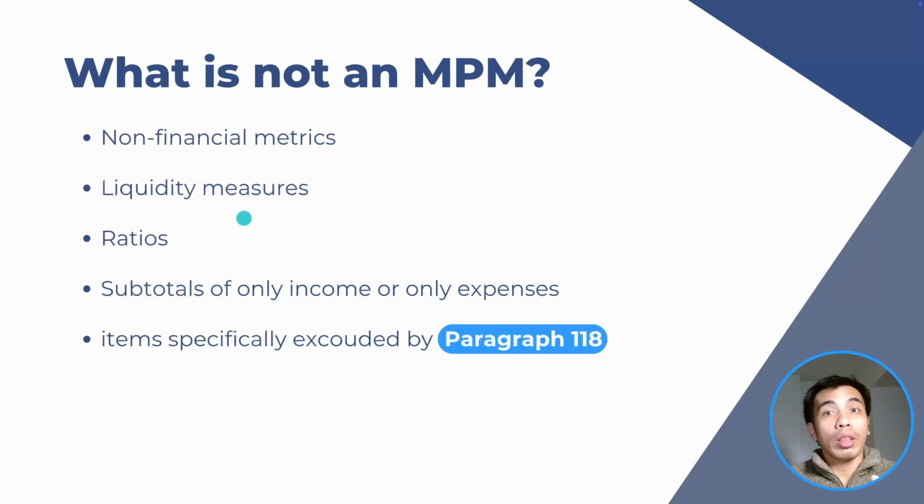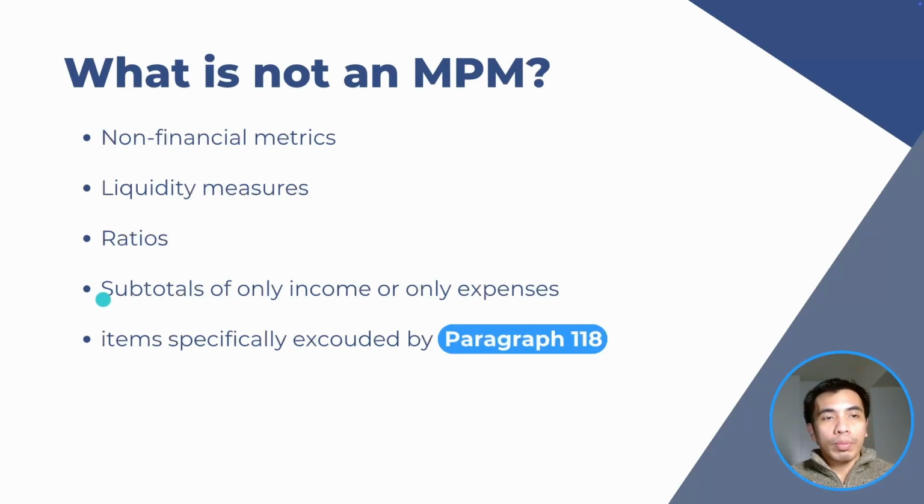So now we have here the ratios. The ratios are technically not subtotals of income and expenses because, how you compute the ratios, you normally have a numerator and a denominator. However, the standard is saying that if that ratio includes an MPM in one of the formulas, like a numerator is the adjusted operating profit, for example, then you are still required to disclose how you computed this adjusted operating profit that you used for the ratio. You don't have to explain the ratio itself, but you have to explain a portion of the ratio.